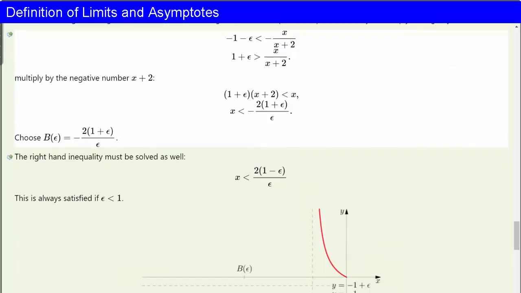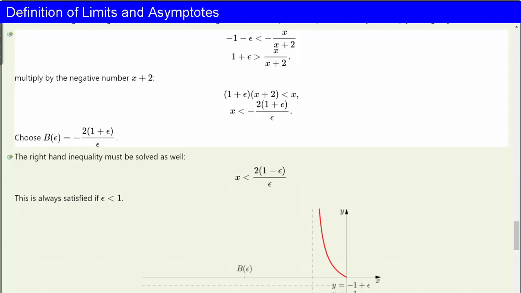Let's solve the left inequality step by step. First, subtract 1 from both sides. Now multiply by minus 1 to reduce the confusion, and remember to flip the inequality. Now multiply by the negative number x plus 2, which again flips the inequality. And finally, solve for x.